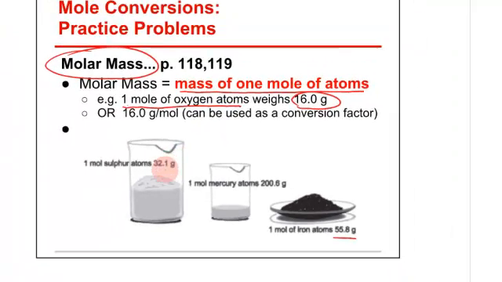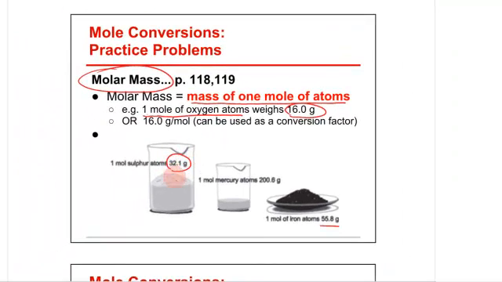And I have a couple others. On your periodic table, if I look at sulfur, it has an atomic mass of 32.1, and you can imagine if I had that many sulfur atoms, it would weigh that much. Same thing, if I had 1 mole of mercury atoms, 200.6 grams. If I had a mole of iron atoms, it would be 55.8 grams. So that's the word molar mass.